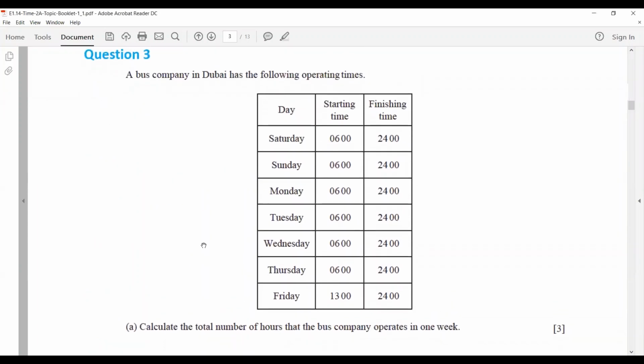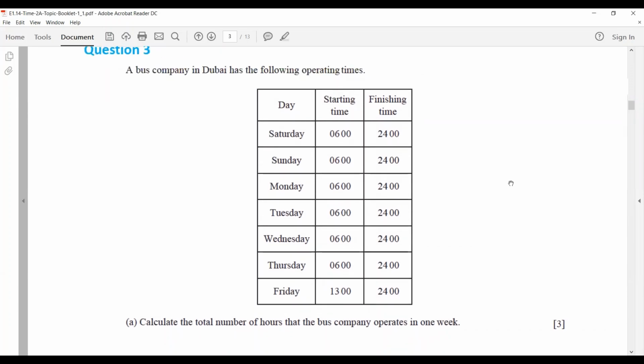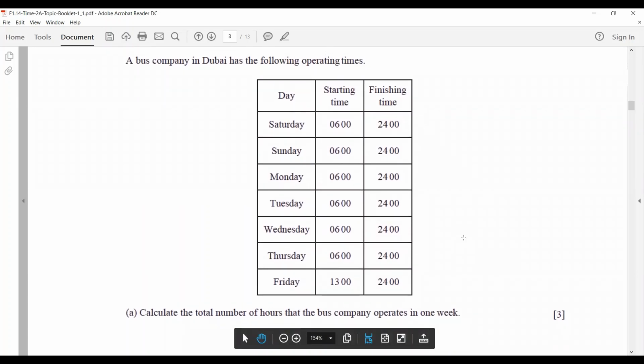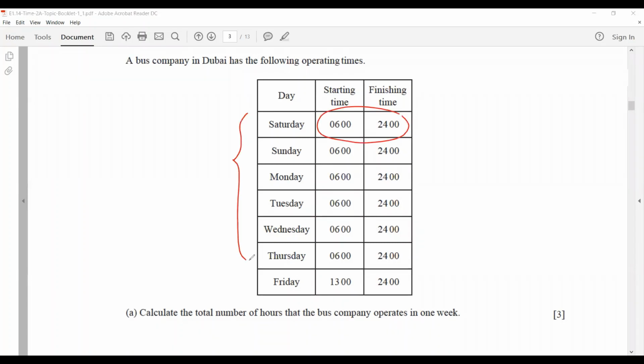So question number 3, we have a bus company in Dubai that has the following operating times. Okay, these are the weekdays, the starting time and the finishing time. So what are we asked to do? Calculate the total number of hours that the bus company operates in 1 week. All right, so hopefully from Saturday to Thursday, the hours are fixed. So I just calculate for 1 and then multiply it by 6, right? Because there are 6 days which are the same. The last day, the Friday, is just different. We're gonna calculate it at the end.